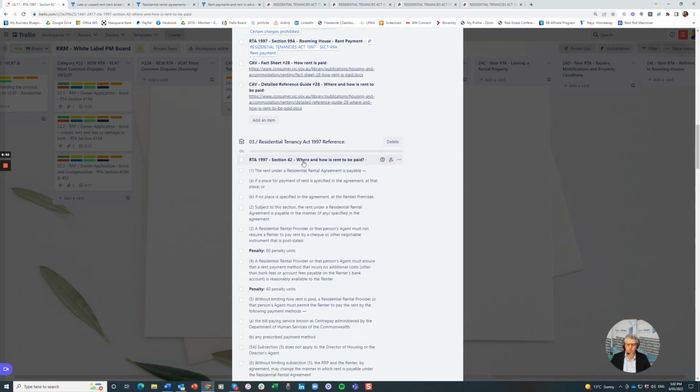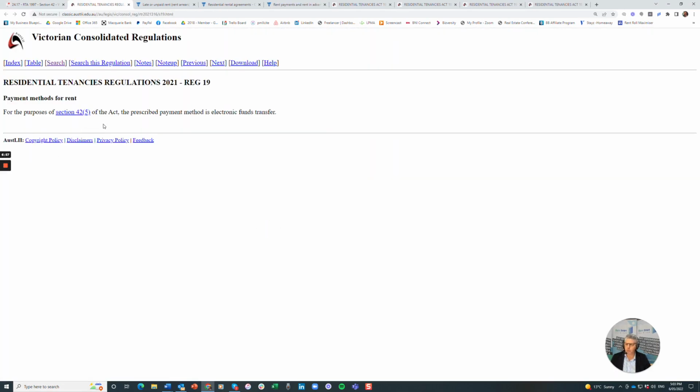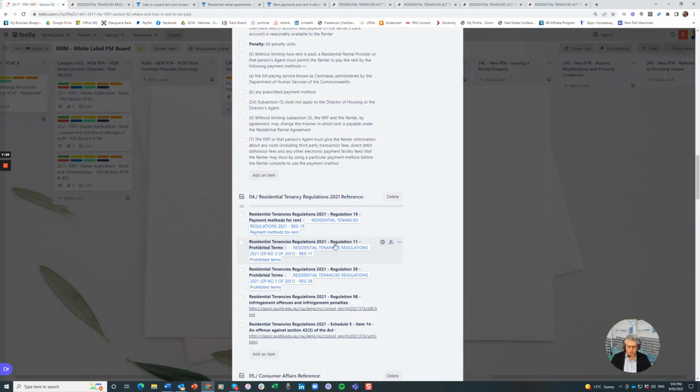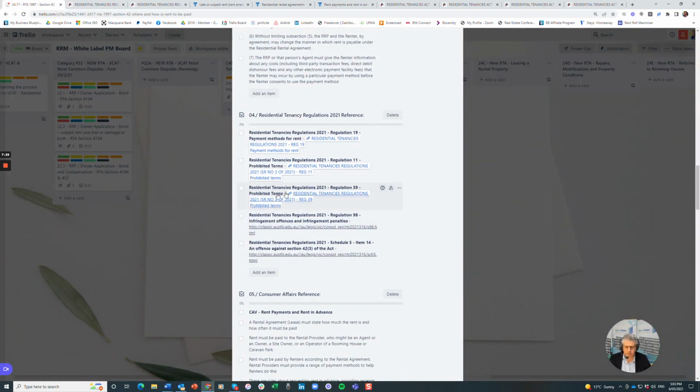So we've got section 42, which we just covered. And now we've got the regulations. Let's come back through to here, electronic funds. I'm not going to open up all of these, but this again is prohibited terms. You can't write this into the tenancy agreement: a term which requires the renter to pay rent in advance by a payment method which requires additional costs. That's in the regulations. Regulation 11, prohibited terms. Regulation 39, prohibited terms, is for rooming houses, and then you've got your infringements as well.